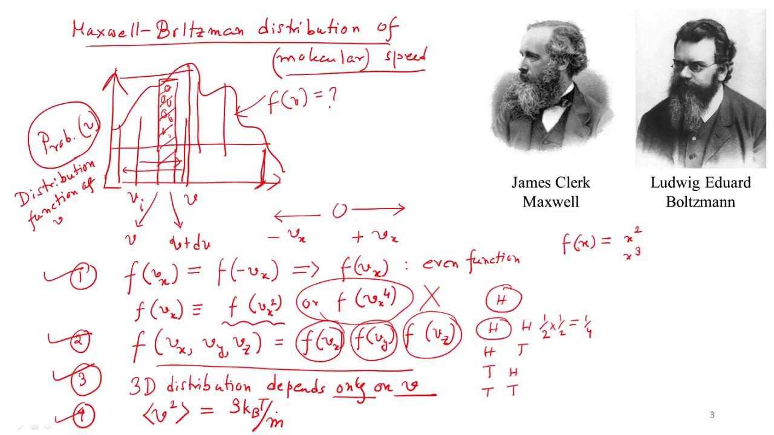So in the next part, we are going to use all these four assumptions. It's not really assumption, it's logical reasoning. Based on these four reasonings, we are going to derive the Maxwell distribution of molecular speed.